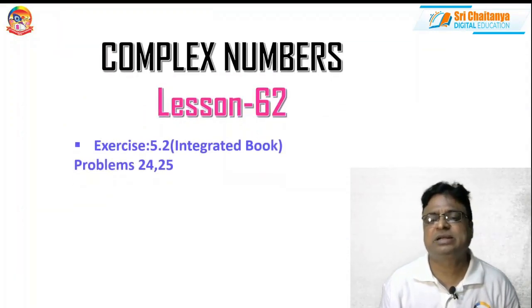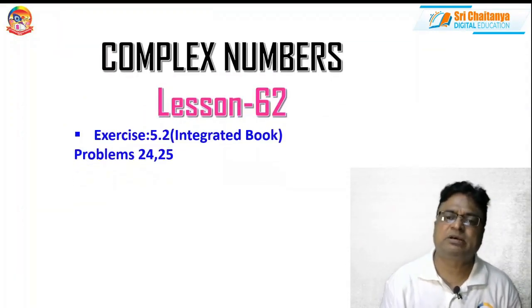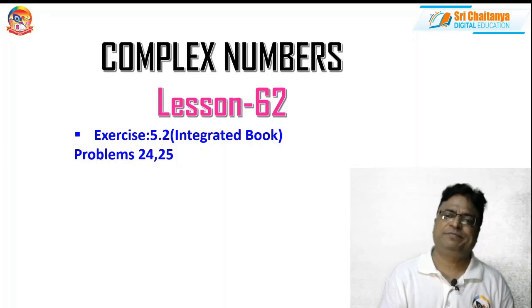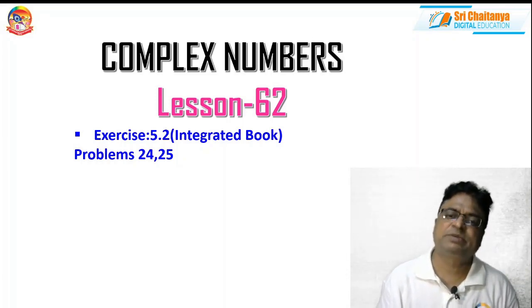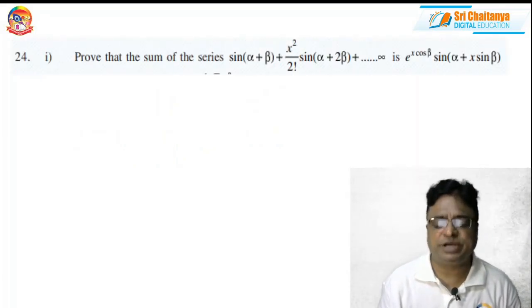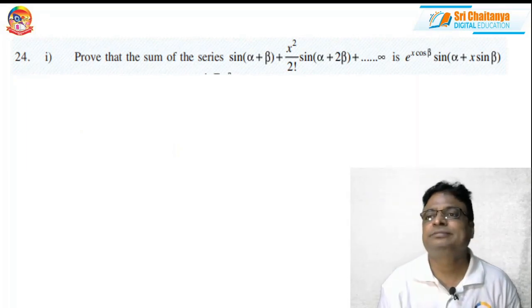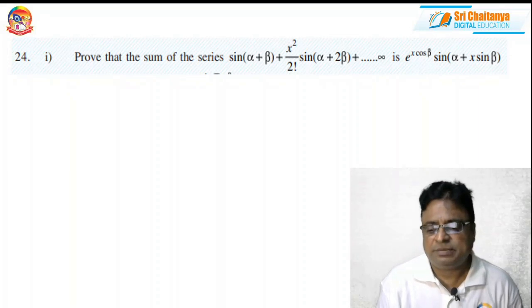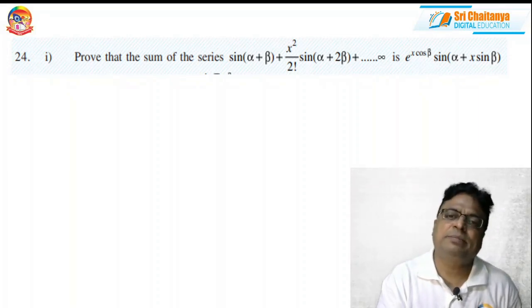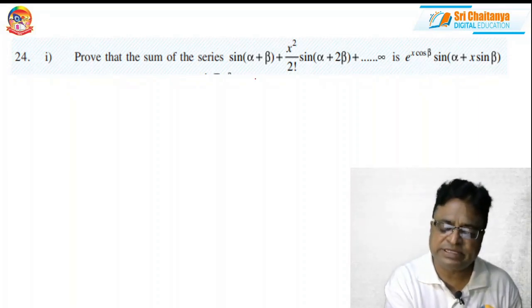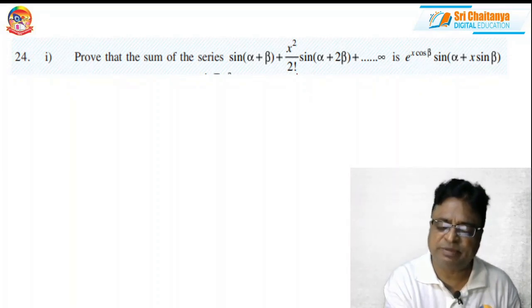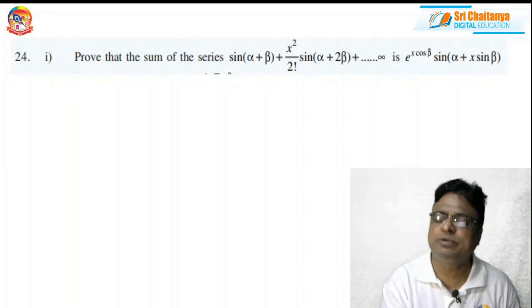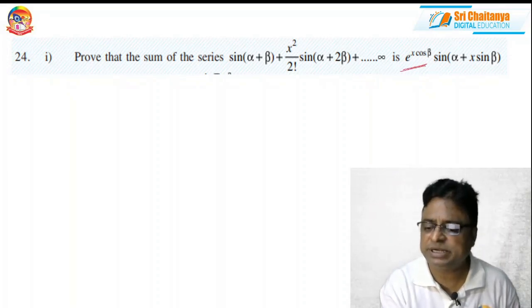In this last lesson, we are completely concentrating on solving problems number 24 to 25 of the integrated textbook, exercise 5.2. See the 24th problem, the first question. It is somehow a different question, so read the question properly. Prove that the sum of the series sin(alpha plus beta) plus x square by factorial 2 sin(alpha plus 2 beta) and so on up to infinity equals e power x cos beta times sin(alpha plus x sin beta).